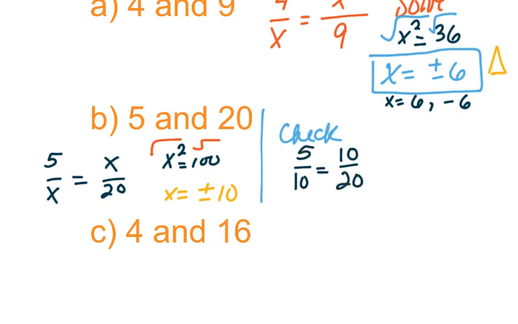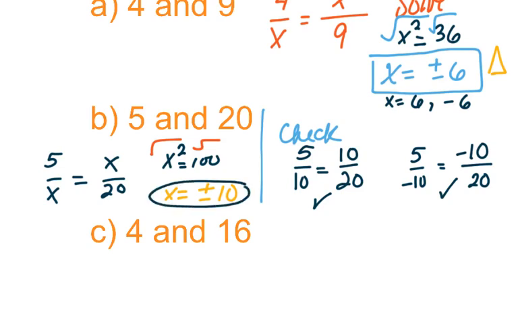They both reduce down to 1/2. You cross multiply, it checks out. Let's go ahead and check out the negative 10, make sure that also works out. And this looks good as well. We get negative 1/2 and negative 1/2. Or if you cross multiply, you'd get a positive 100 and a positive 100. So this also checks out. So you see we have two answers that work for this problem.